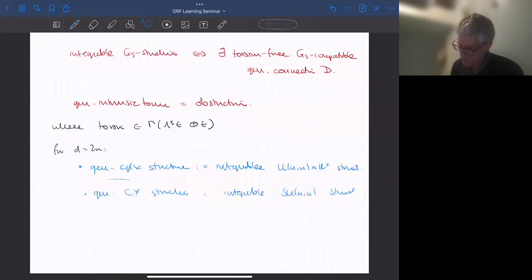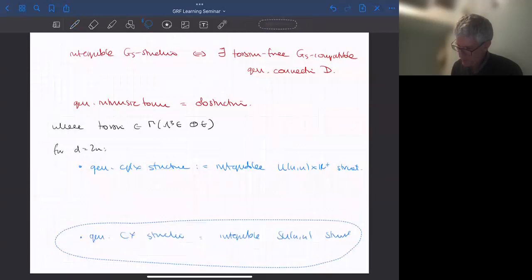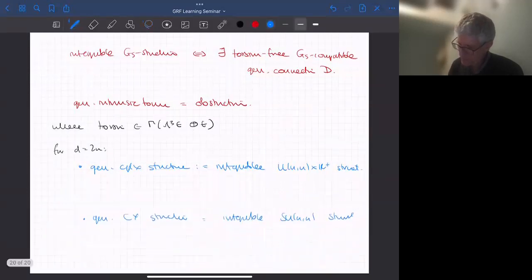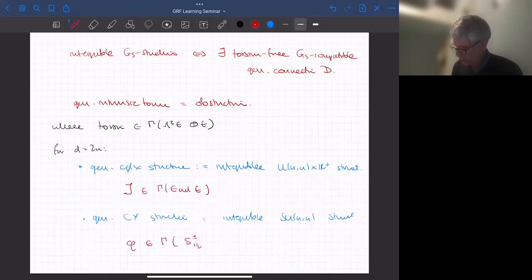So again, there are some invariant tensors. You can think of this one as defined by some J, which is some endomorphism of E, or here you can think of it as some generalized spinor, which is some section of plus or minus 1/2. So this is some pure spinor. Or equivalently, you could also think of it as the decomposition of E into L plus L bar.